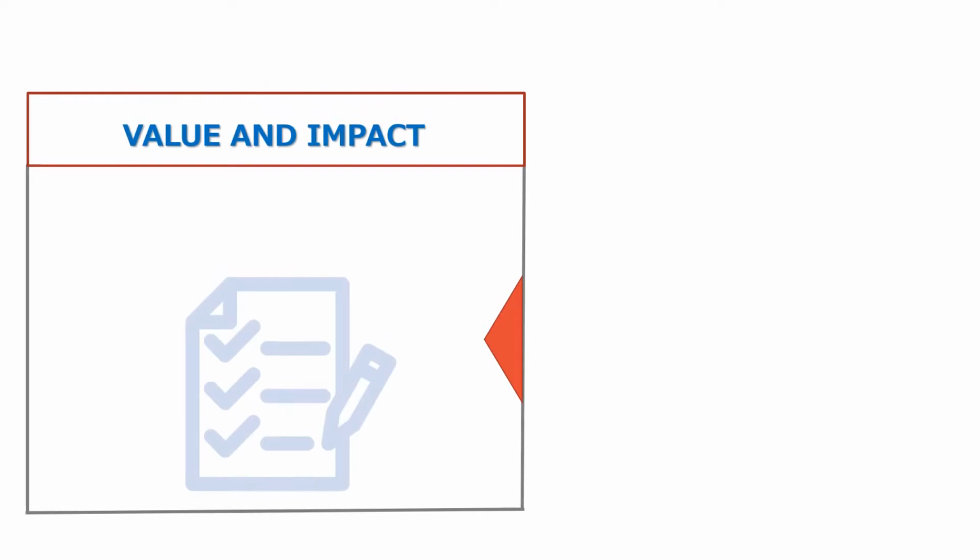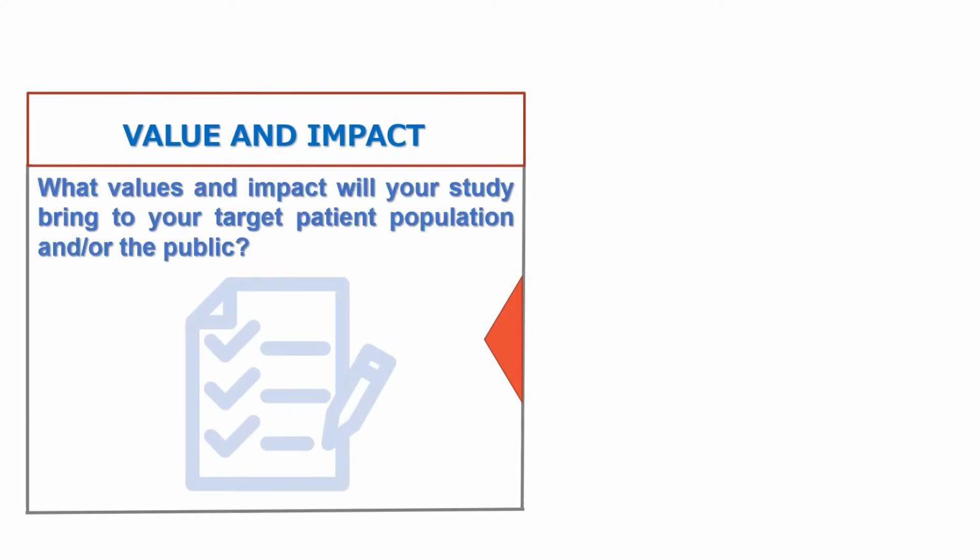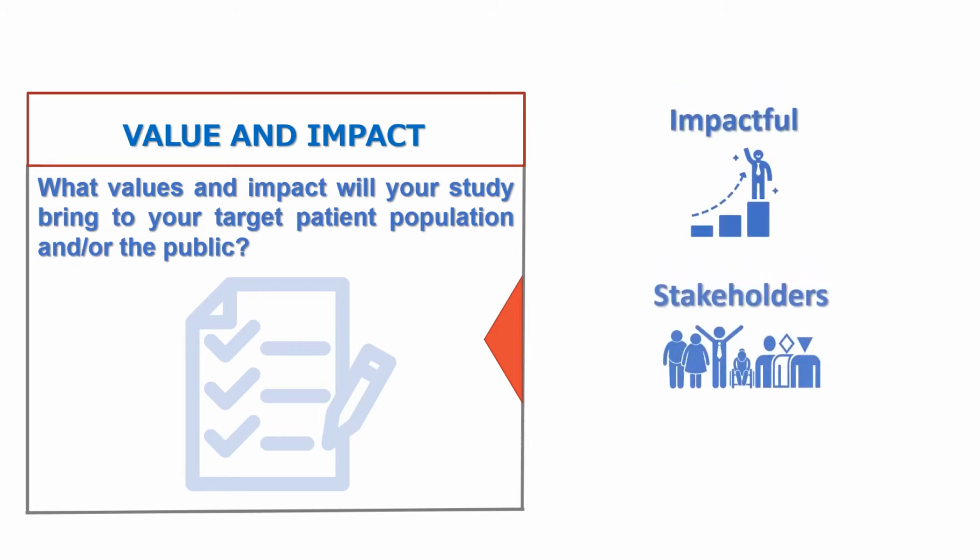Lastly, we need to outline value and impact. What values and impact will your study bring to your target patient population and/or the public? Here we need to really emphasise how our outcomes are going to be impactful for the relevant stakeholders for whom the research has been undertaken with.